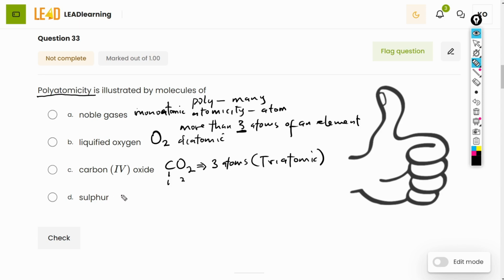Now sulfur, a molecule of sulfur is made up of 8 atoms. Now this qualifies as polyatomic because we have more than 3 atoms. What this therefore means is that our correct answer is the option D, sulfur, because it is made up of more than 3 atoms.